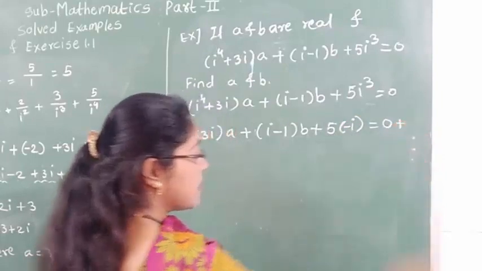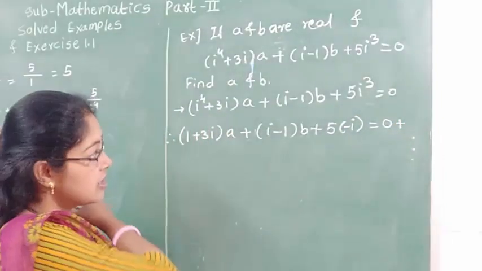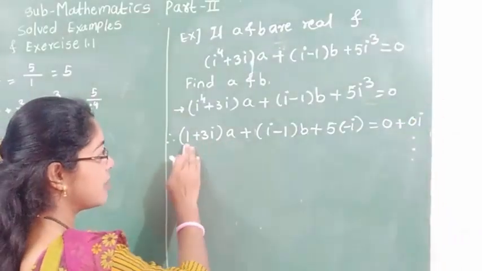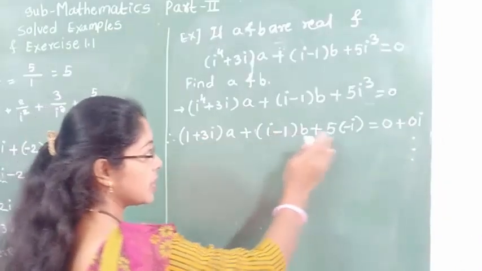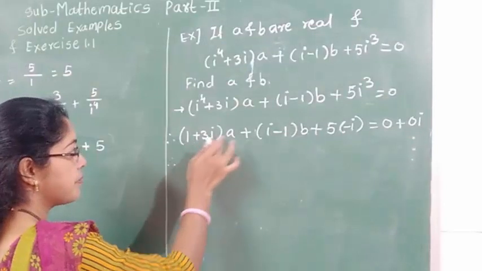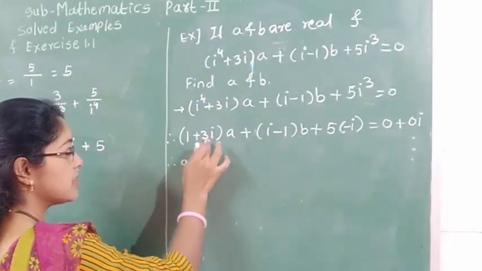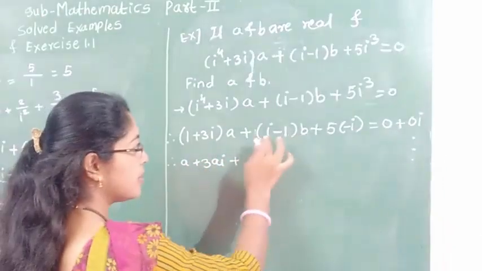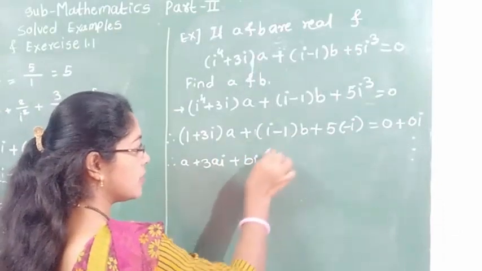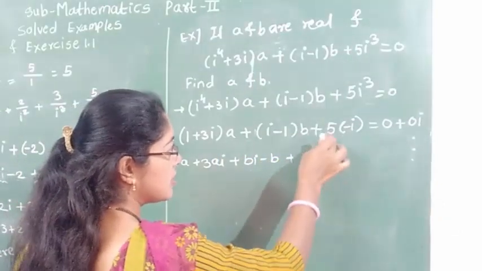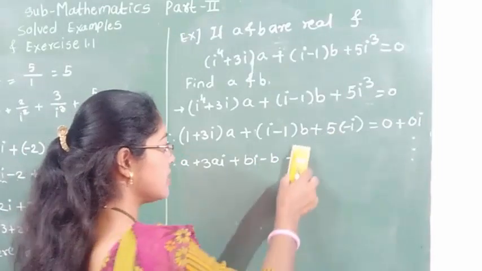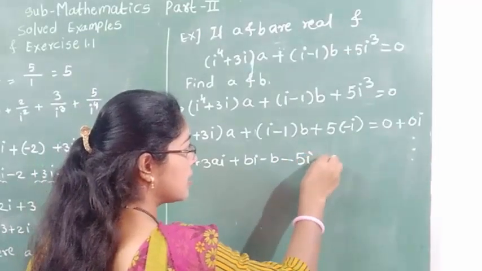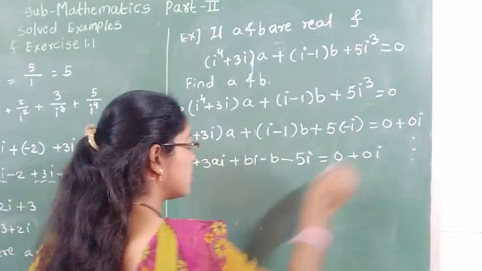0. 0 ला आपण 0 कॉम्प्लेक्स नंबरच्या फॉर्म मध्ये लिहूयात. 0 प्लस 0i. आता इथे a ने ह्या ब्रॅकेटला मल्टिप्लाय करूयात, b ने इथे मल्टिप्लाय करूयात. हे मल्टिप्लिकेशन घेऊयात. Therefore 1 into a is a plus 3i into a, 3ai plus b into i is bi minus 1 into b minus b, and this is plus 5 into minus i. Plus 5 into minus i is minus 5i is equal to 0 plus 0i.